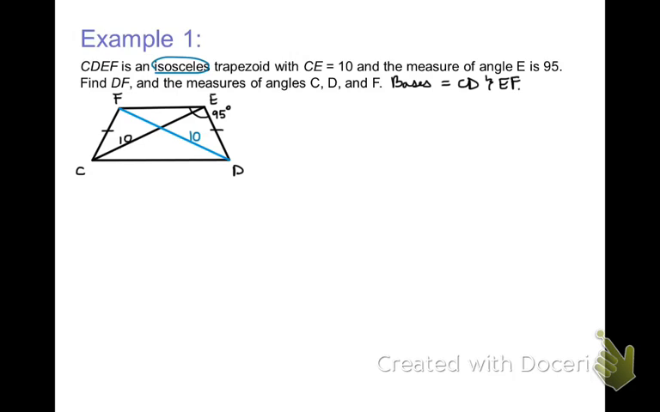Now, the trickier part is finding all of the angles. I've given you one angle. Can anyone help guide me in finding the rest? Which angle do you know right away? That's going to be really easy. F. You know that F has to be 95 degrees as well. How are you going to find the two base angles?